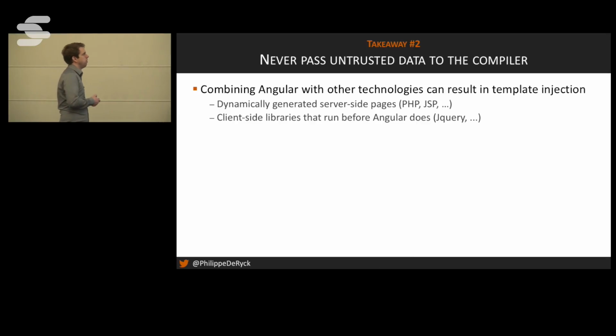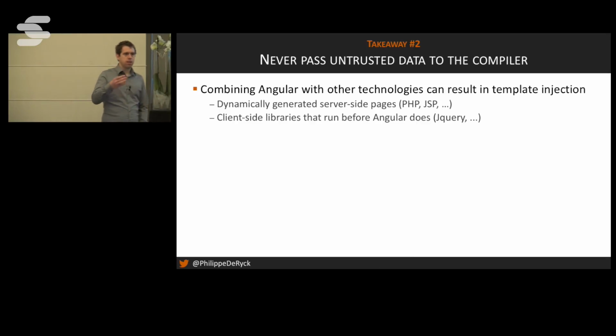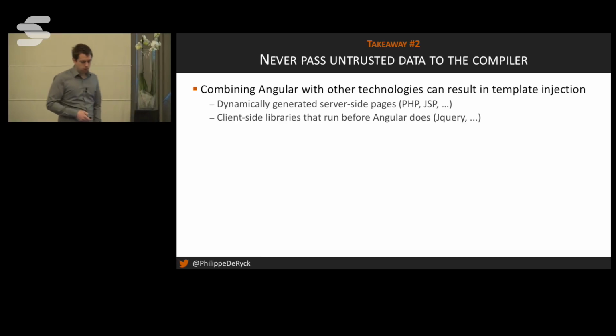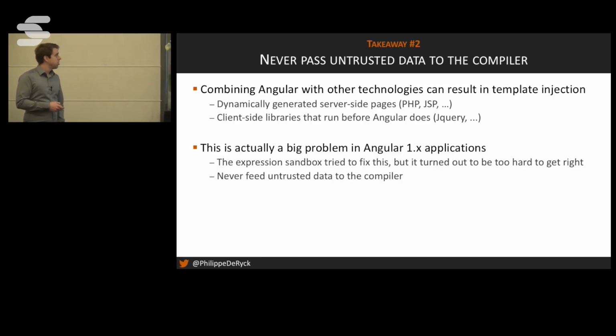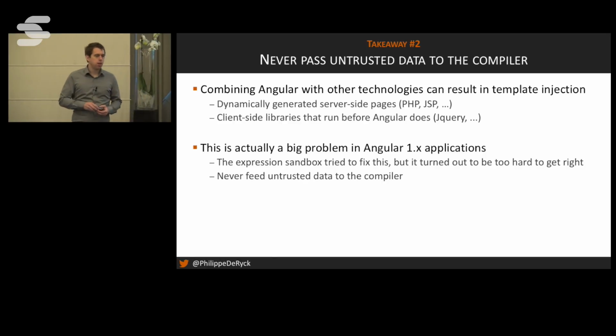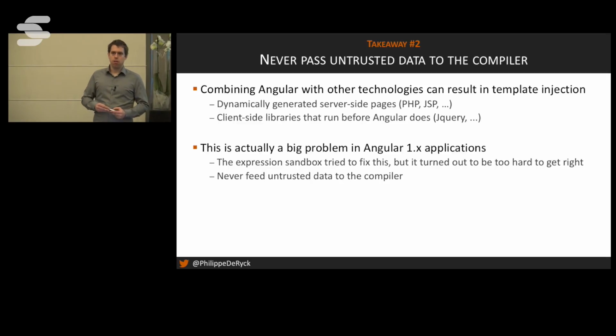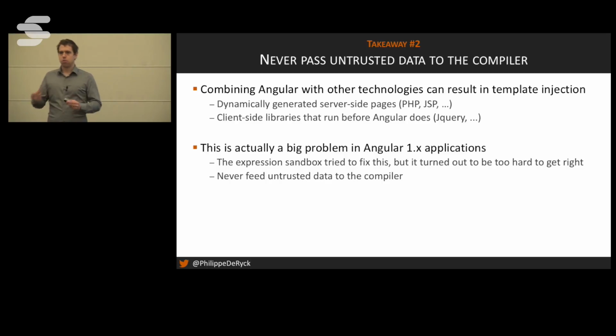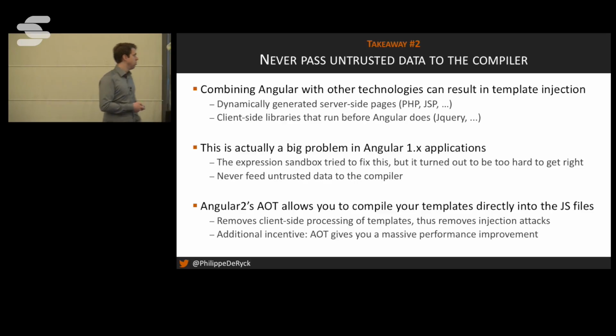If you have jQuery running before Angular and jQuery does some crazy stuff like injecting Angular code, you're again in trouble. So in Angular 1 applications, never use it like this. This is essentially the only thing you can do against this. Don't combine PHP with Angular. If you really want to do that, then load your templates and then afterwards load your data, but don't combine them on the server because that's not going to end well. And in Angular 2, you can use ahead of time compilation, which essentially helps you protect against these kinds of things.